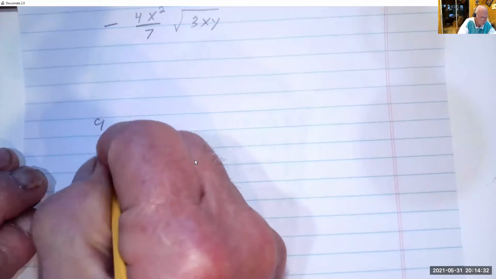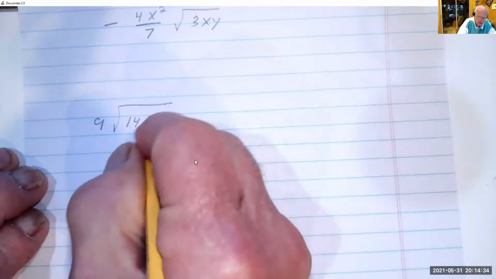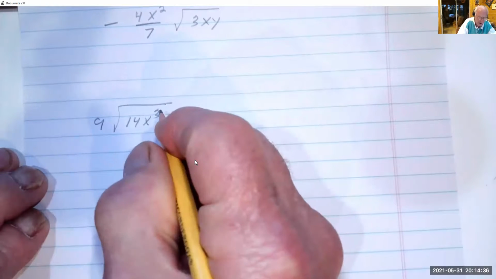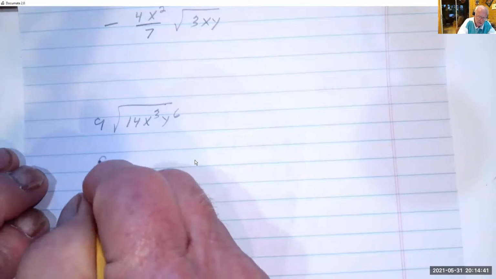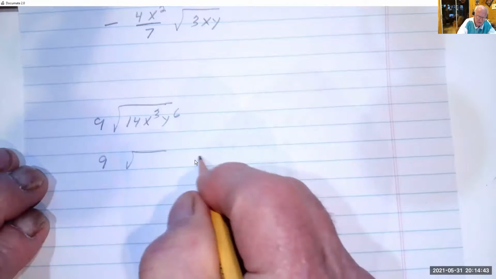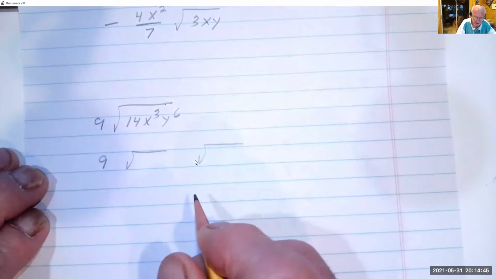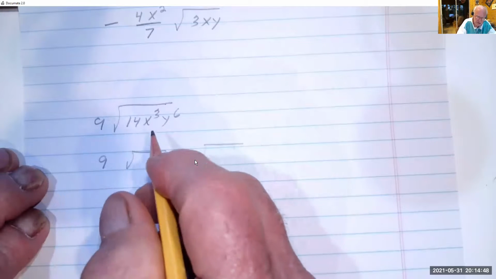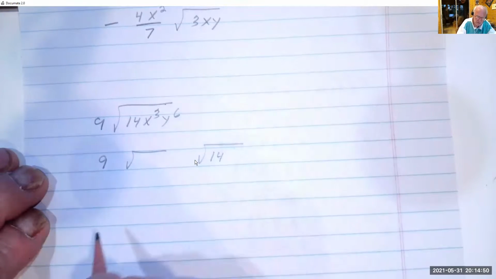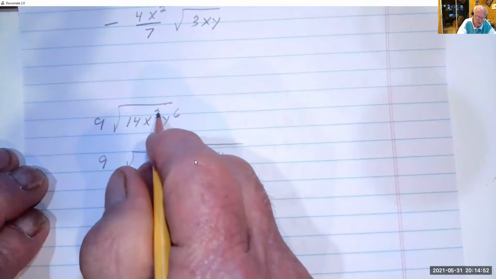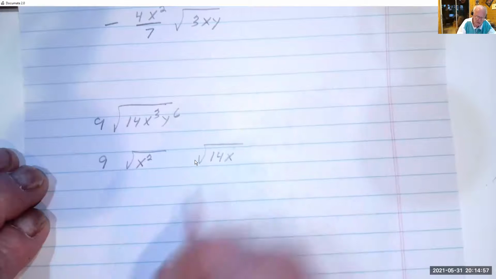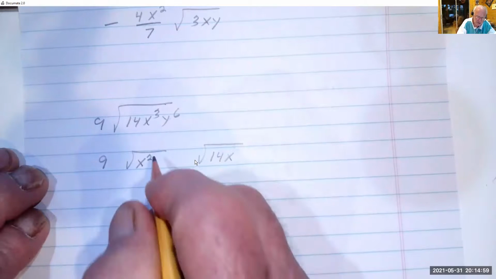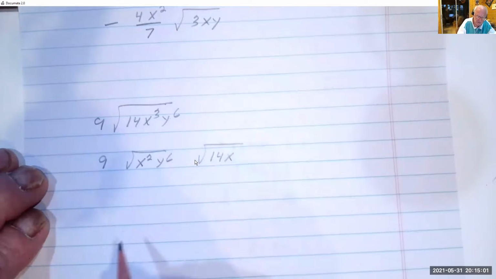Next problem, we have 9 square root of 14x cubed y to the 6th. Again, separate the radical into two radicals. One radical contains all the squares, the other radical contains the remainders. 14 is not a square, so I'm going to put it over here. X cubed has an odd power. Drop the power down to an even power, and then the remaining power is there. Y to the 6th is an even power, so I'm going to leave it there.